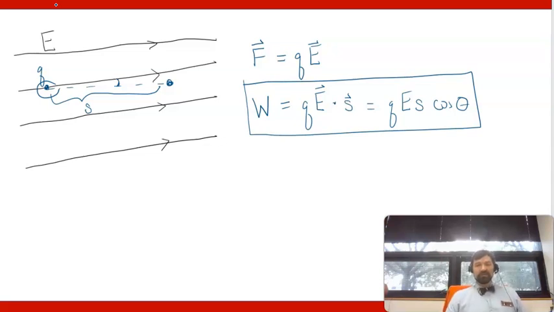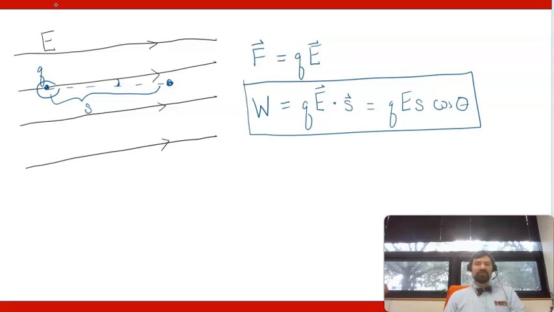So if I'm simply moving along electric field lines, then the electric field will do some work on my particle based on how far I move, based on how strong the field is, and based on how much charge I have. So that is fairly straightforward, I hope.